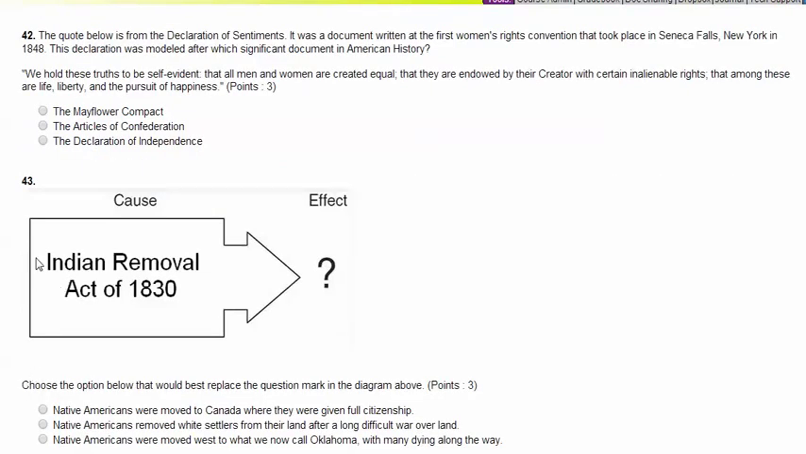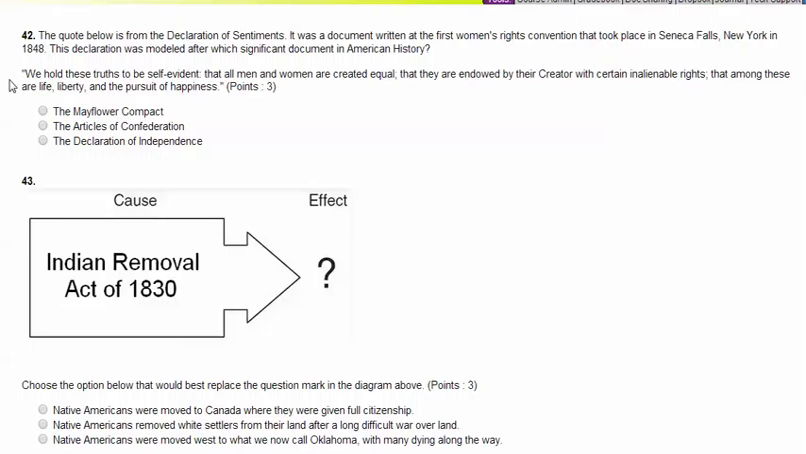Number 42, the quote below is from the Declaration of Sentiments. It was a document written at the first Women's Rights Convention that took place in Seneca Falls, New York in 1848. This declaration was modeled after which significant document in American history? This is a portion from the Declaration of Sentiments right here in quotes. We hold these truths to be self-evident, that all men and women are created equal, that they are endowed by their Creator with certain inalienable rights, that among these are life, liberty, and the pursuit of happiness.